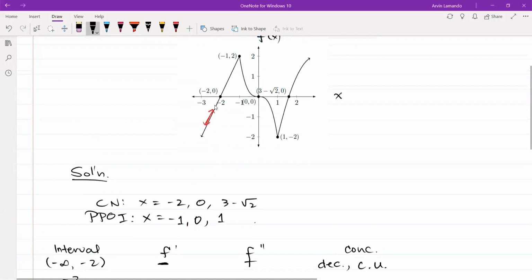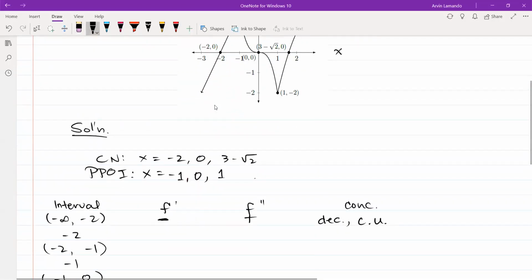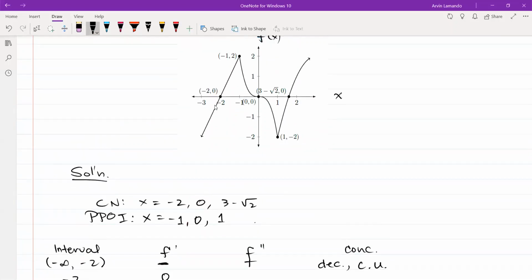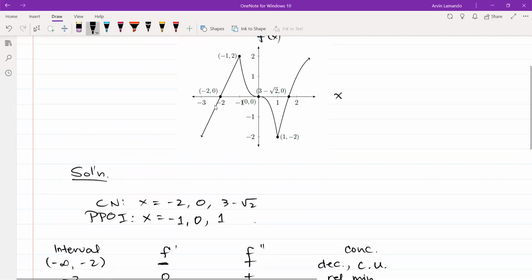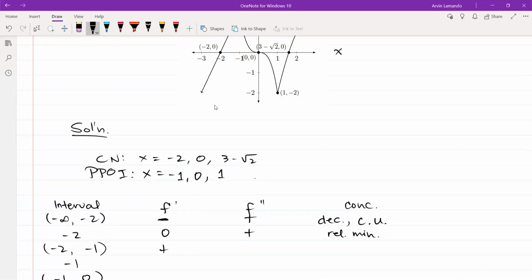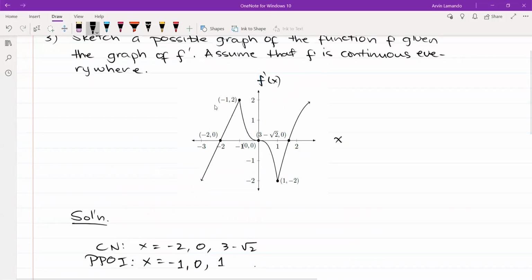When at x equals negative 2, f prime is 0, and f double prime is still positive. So you have a relative minimum by the second derivative test. So from negative 2 to negative 1, f prime is positive, f double prime is still positive, the tangent lines still have positive slopes.